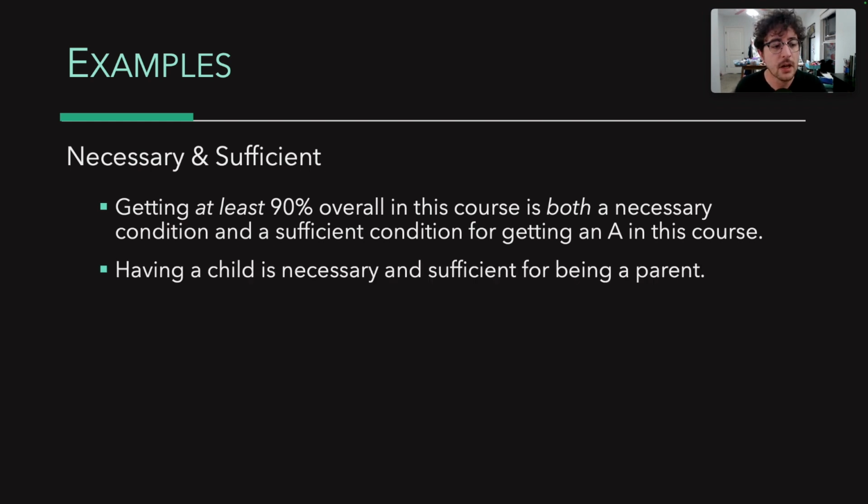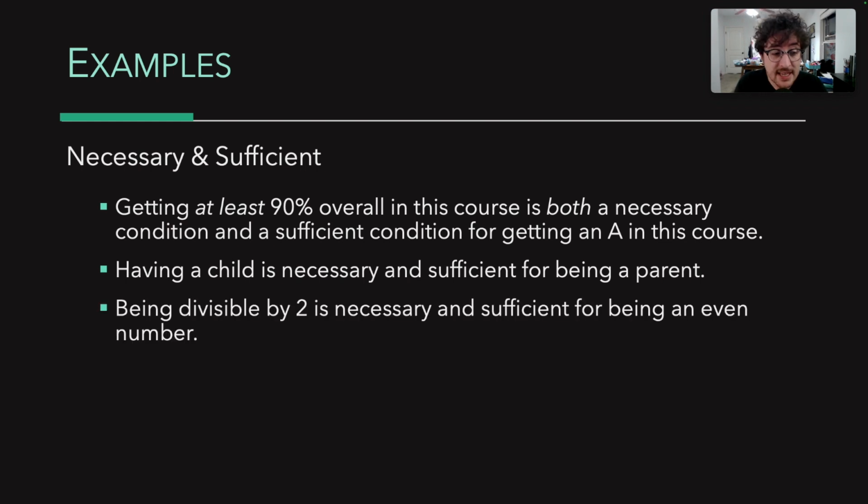that's enough to guarantee that you get an A. Having a child is necessary and sufficient for being a parent. To be a parent, you must have a child. Moreover, if you do have a child, that's enough to guarantee that you're a parent. Similarly, a math example: being divisible by 2 is necessary and sufficient for being an even number. So you need to be divisible by 2 to be even. If something is divisible by 2, that's enough to guarantee that it's an even number.